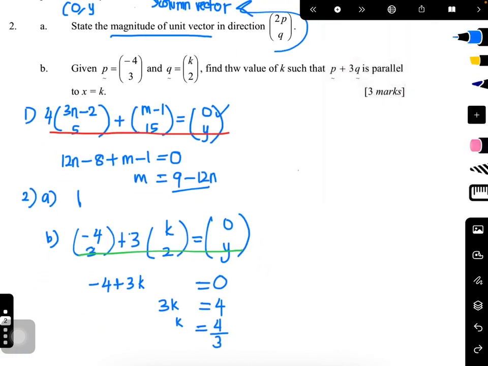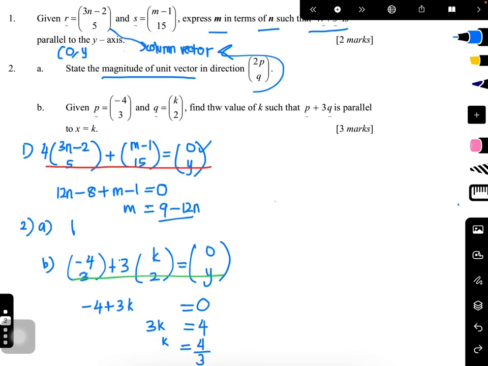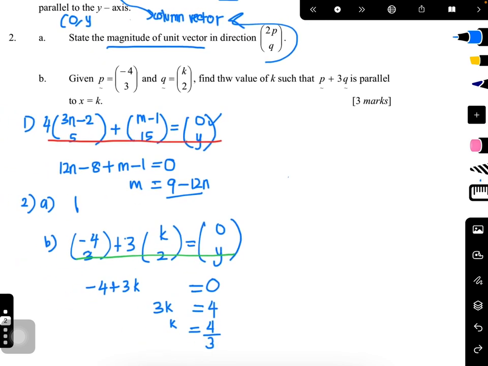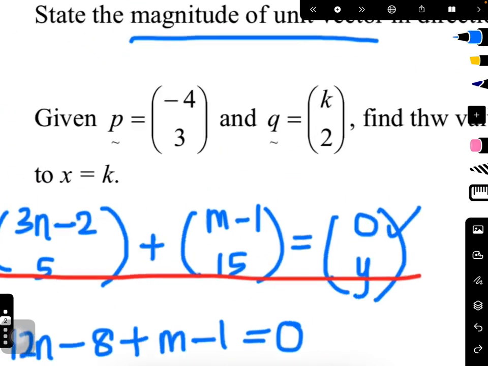For 2b, it is the same pattern of question as the first question. They will give us the vector and we need to find the value. It is a bit different: the first question is expressing m in terms of n, but this question asks to find the value of k such that p plus 3q is parallel to x equal to k.